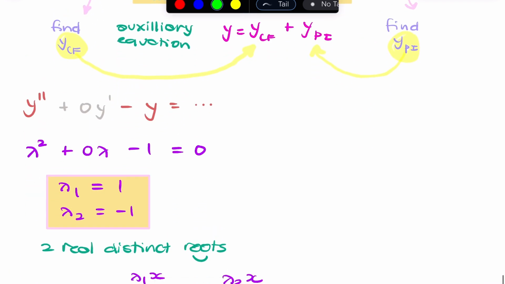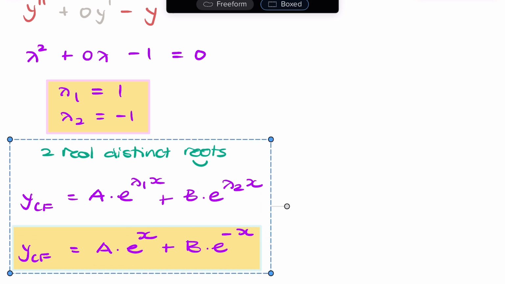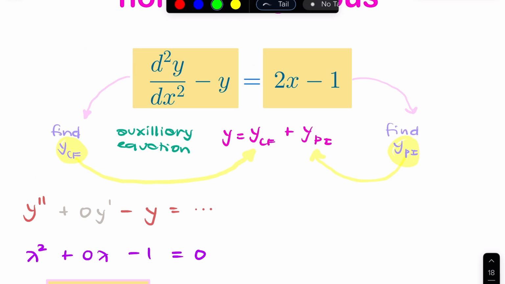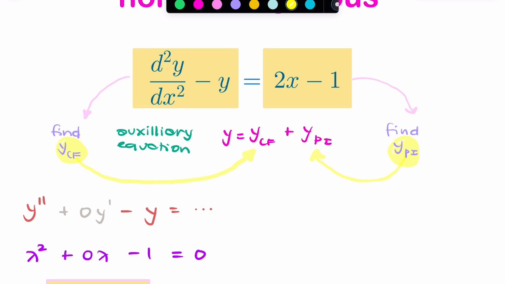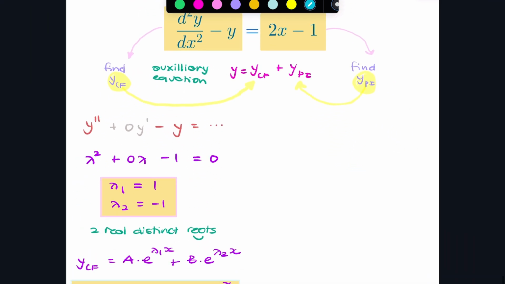Okay, so to make this really clear, I'm going to split my page into two, just to show that we're working on different sides of this equation. So I use the left-hand side to find the complementary function. I'm now going to work on the right-hand side. So let me just draw a line down the middle there.